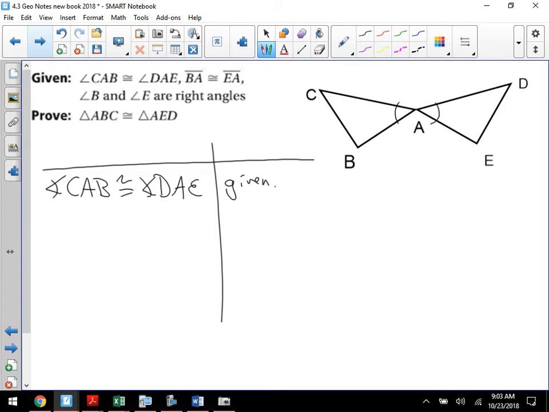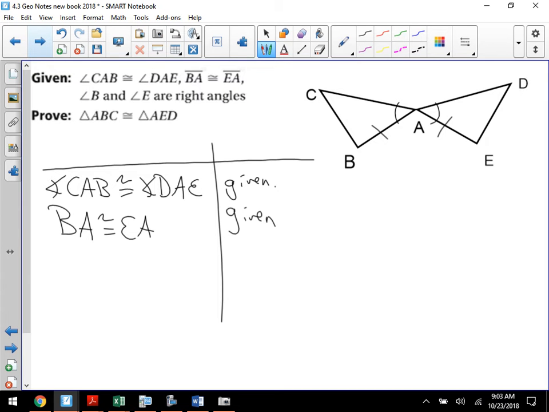There's no definition to that. There's no progression, no nothing. It's just, hey, these are congruent. Then I go to the next piece. The next piece says BA is congruent to EA. Again, it's given, which means I go to my diagram and mark it. No definitions, no progressions, no nothing off that. It's just, hey, here's some segments that are congruent. So I go to the next thing.